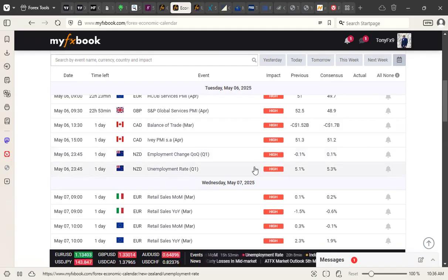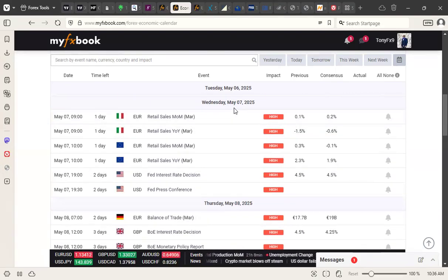Then we have the unemployment rate for quarter one. If you see a figure higher than 5.3, it should give NZD weakness. If we see a figure lower than 5.3, it should give NZD strength. Then on Wednesday, we have retail sales early in the morning, London session, at 9 a.m. For Europe, we have retail sales at 10 a.m.